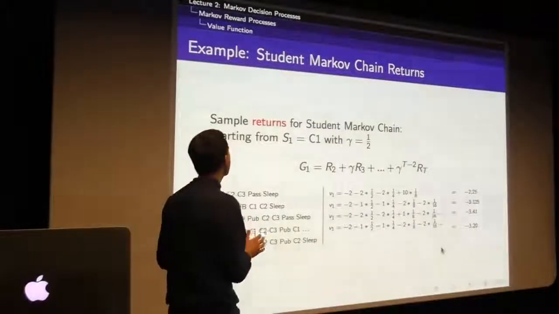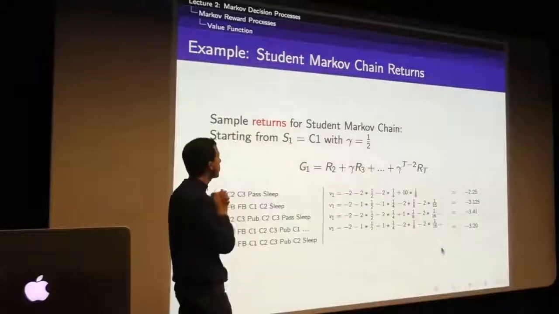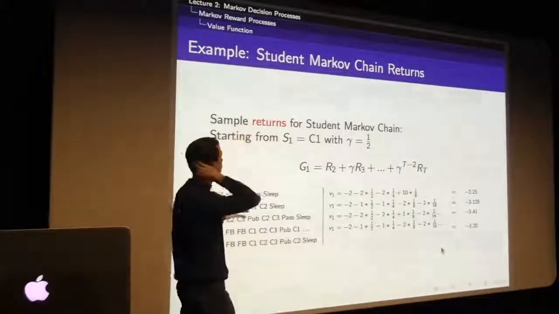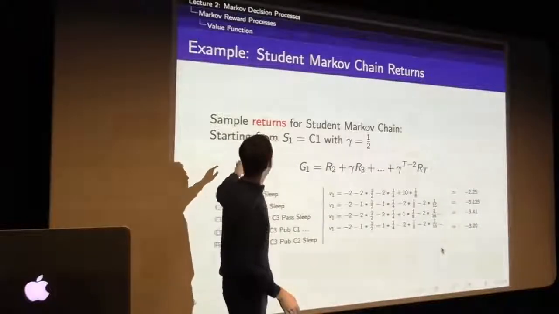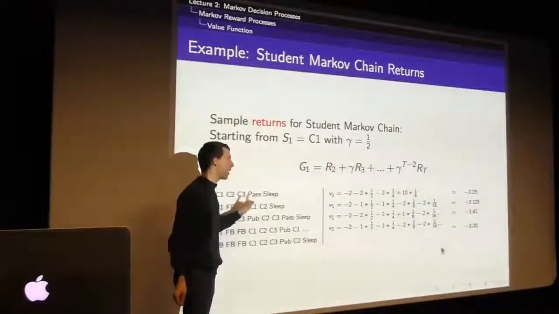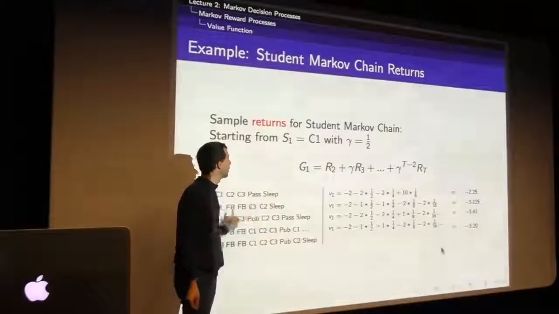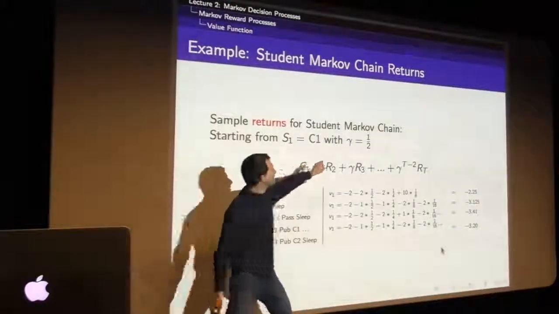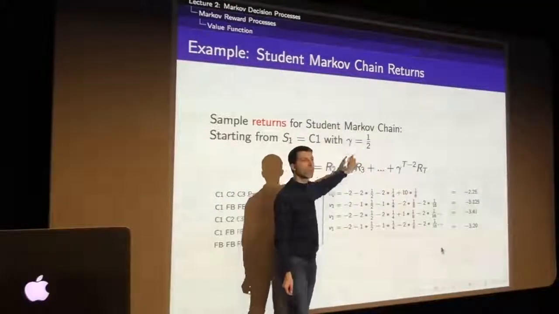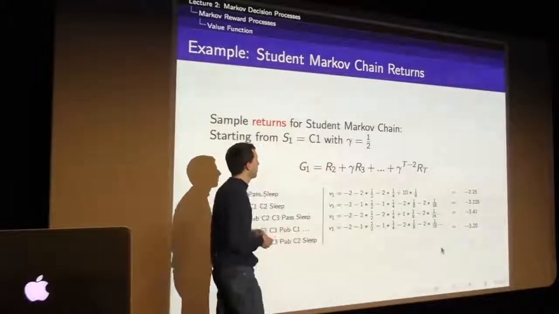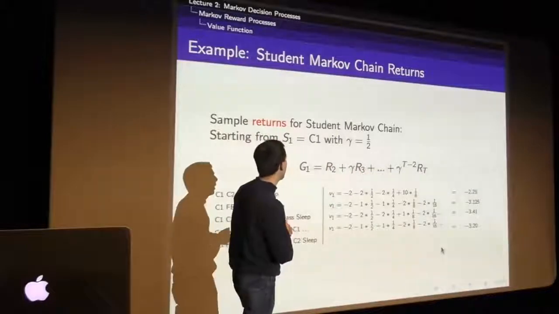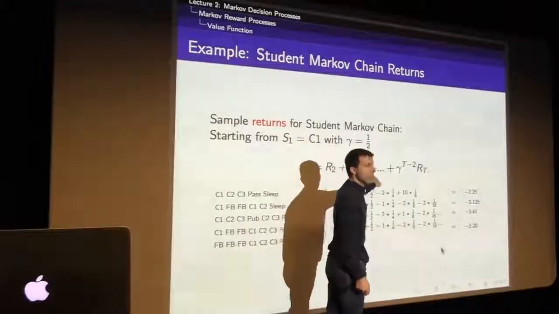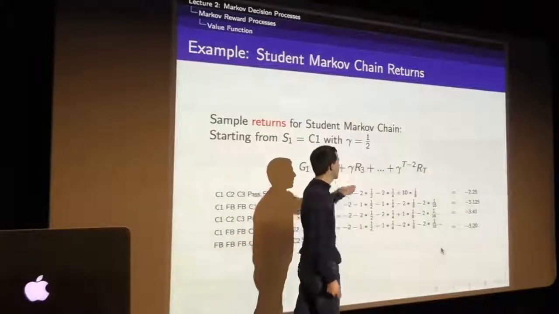Okay, so let's get concrete again. Let's go back to the student Markov chain, actually the student Markov reward process. So we're going to sample returns now. Again, we're going to look at these samples of this process that we've taken, and we're going to consider a discount factor of gamma equals 0.5. So we basically halve the amount that we care about getting rewards at every step. And so this is the definition of our return, with gamma instantiated with a half.